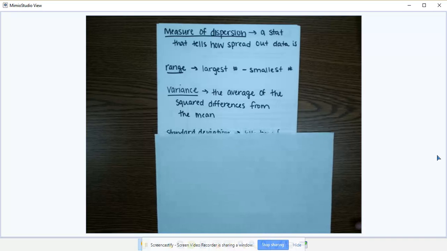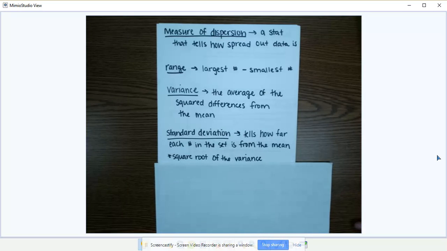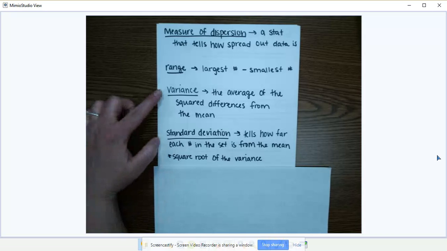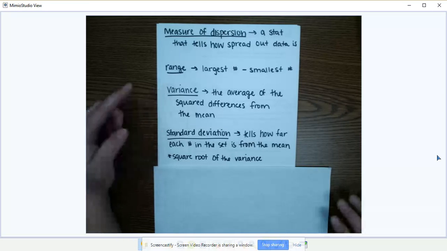The last measure of dispersion would be standard deviation. Standard deviation is going to tell us how far each number is from the mean itself. And variance and standard deviation are related. In order to find your standard deviation, you take the square root of your variance.